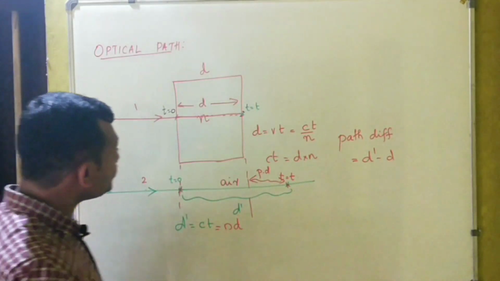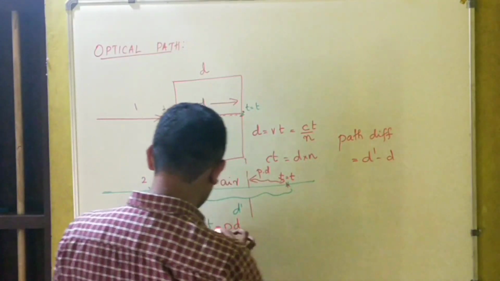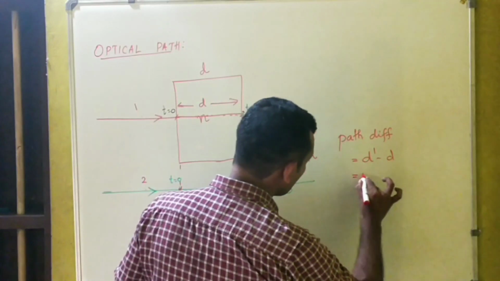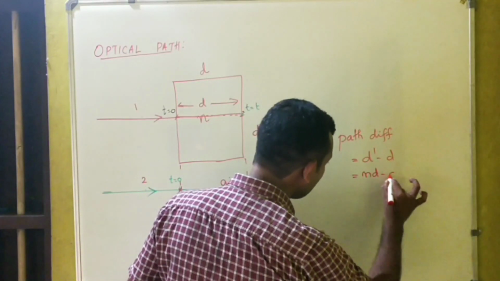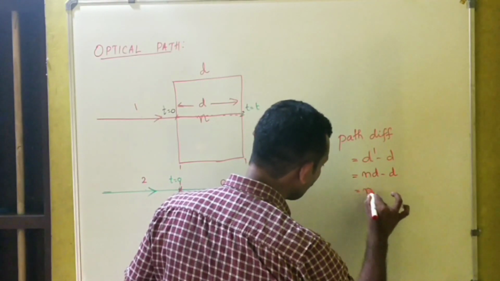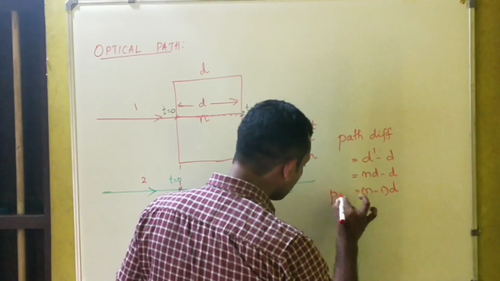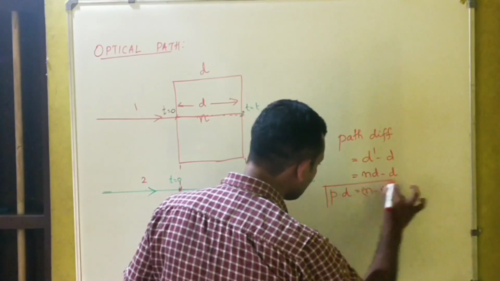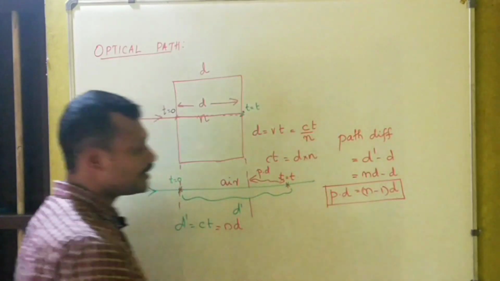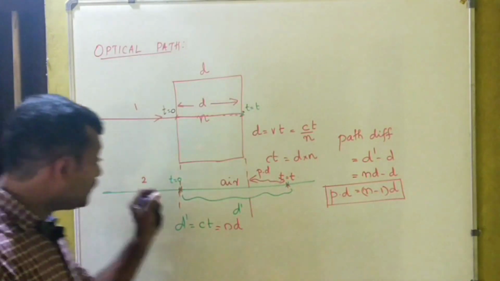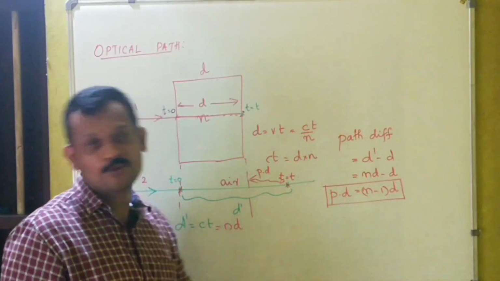But what is D dash? D dash is equal to CT. CT is equal to ND. So ND minus D is equal to N minus 1 into D. So in this case, the path difference created is equal to N minus 1 into D.